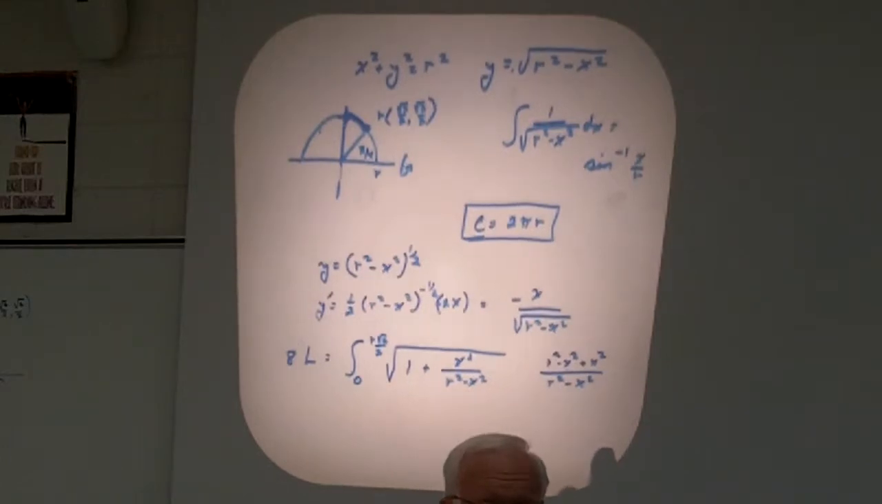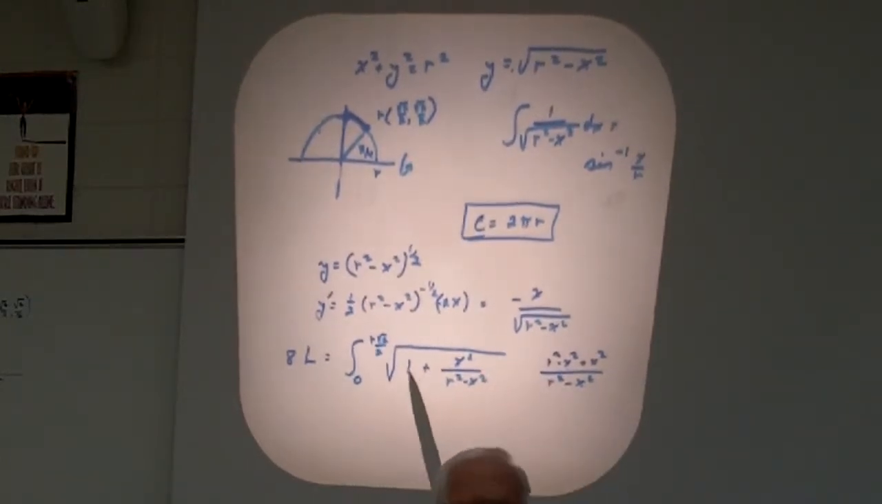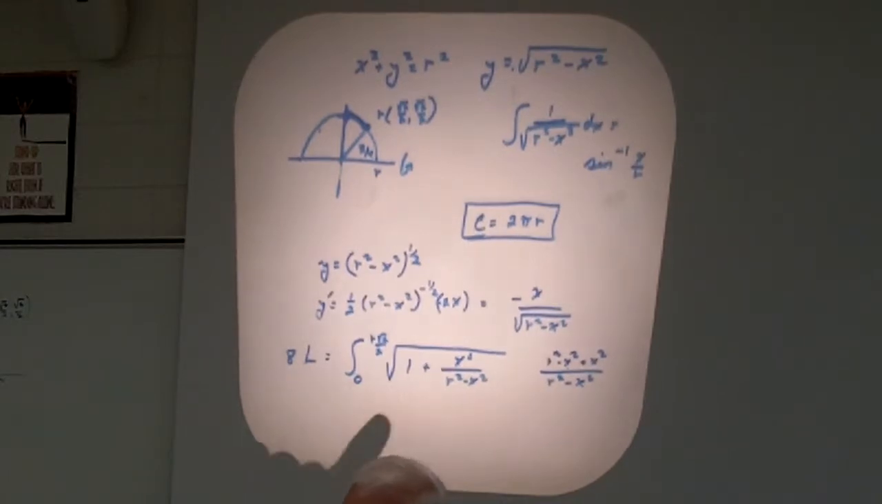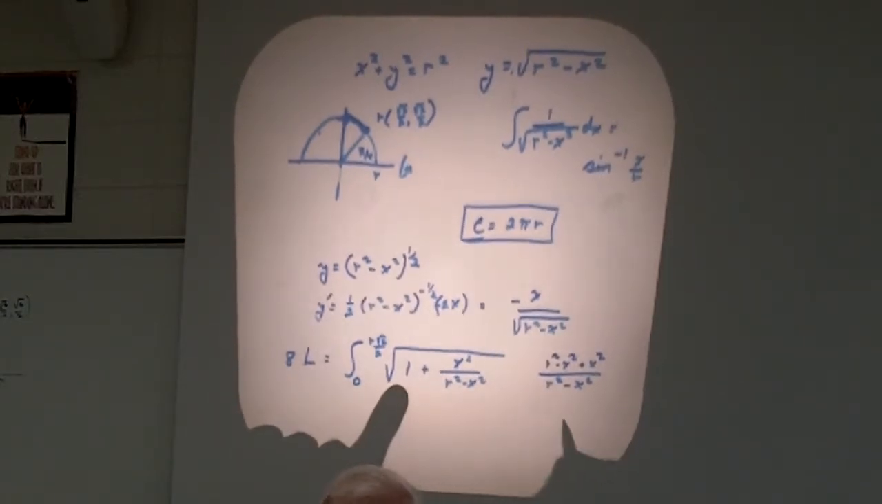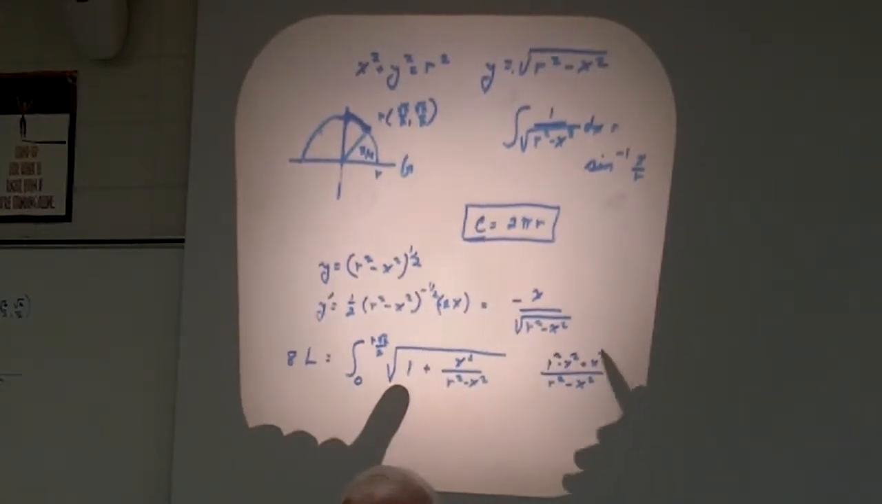Yes? Can you redo that slower? I have to have a common denominator. So this is r squared over r squared minus x squared all over whole quantity. It's r squared minus x squared all over r squared minus x squared. Now notice these are opposites.